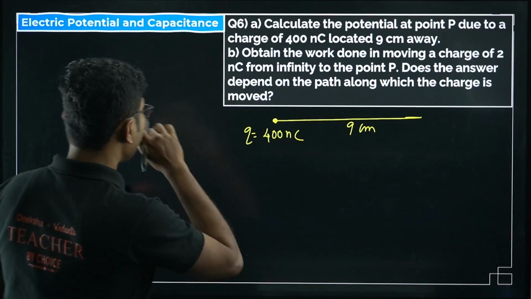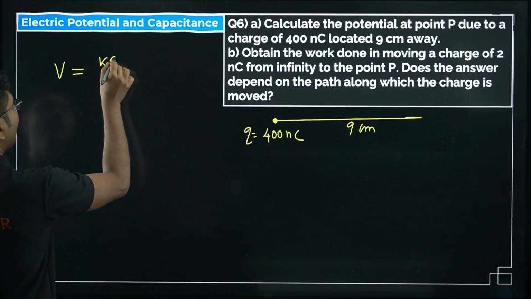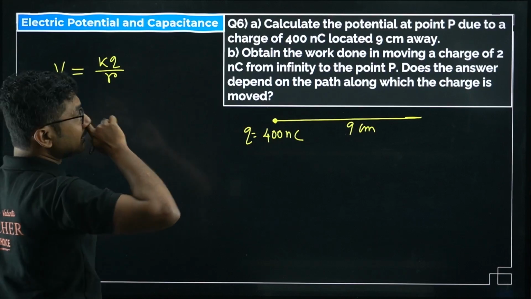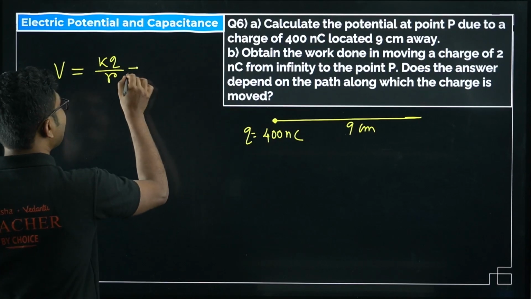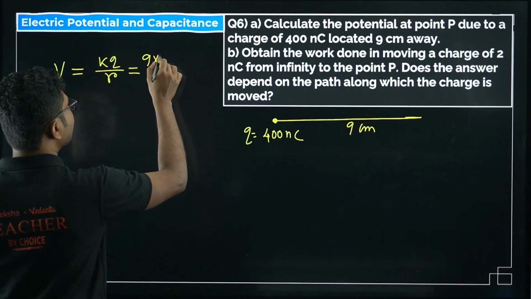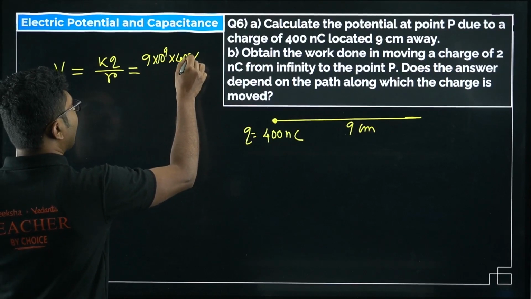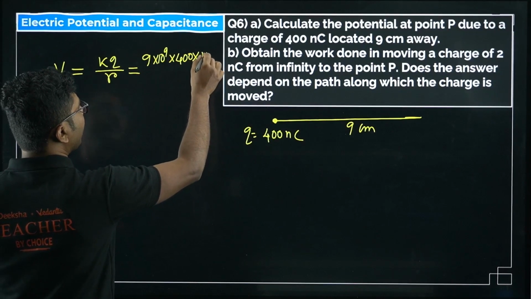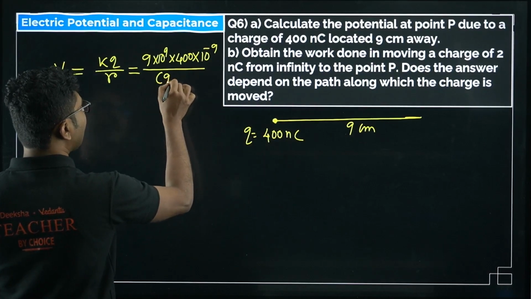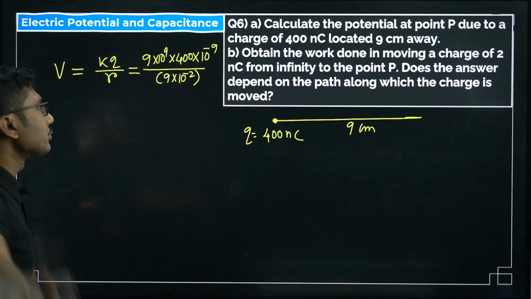Okay, how to do that? So electric potential is basically given by kQ by r. In case of electric field it was r square, in case of potential it is kQ by r. Here you have to apply the sign, whatever charge they have given to you, don't worry, just apply the sign of the charge, it is important here. Nanocoulomb means 10 to the power of minus 9, and 9 centimeter means 9 into 10 to the power of minus 2, and there is no square in this case.